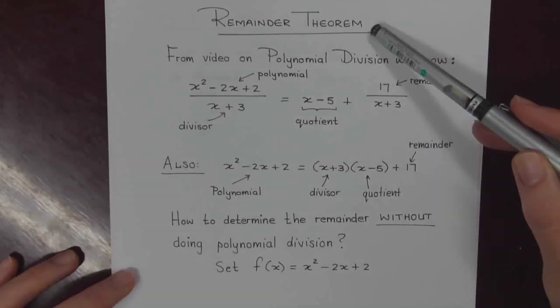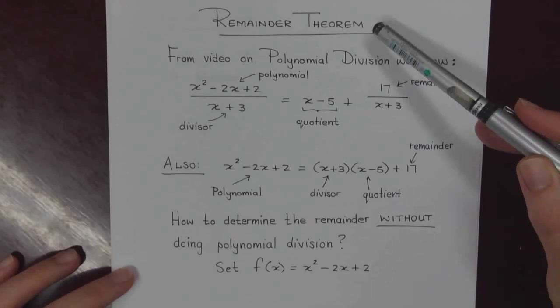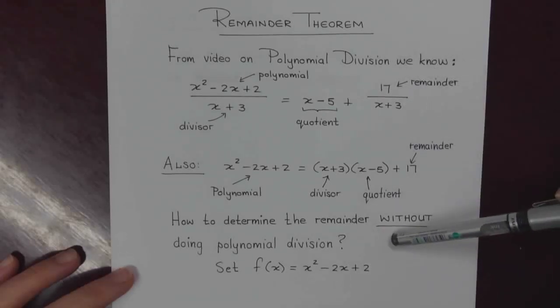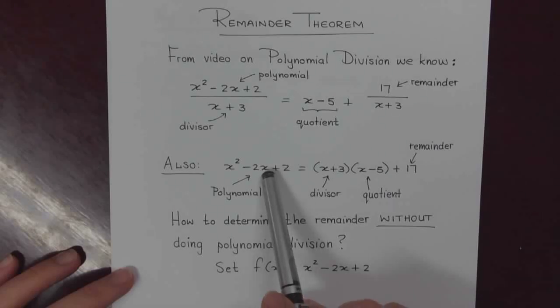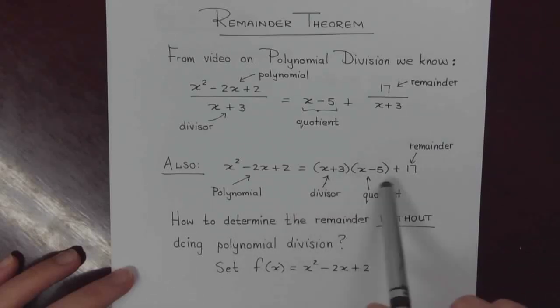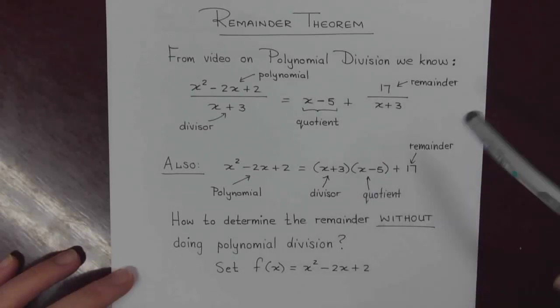Now, the remainder theorem deals with the following question. The remainder theorem asks, how do we determine the remainder without doing the polynomial division? So if they give me the polynomial and they give me the divisor, how do I calculate the remainder without having to first do the polynomial division and calculate the quotient?